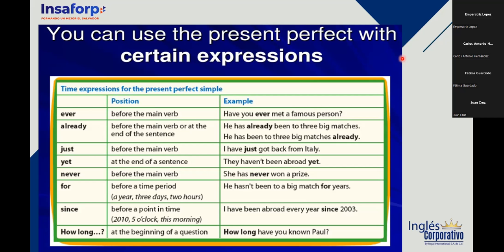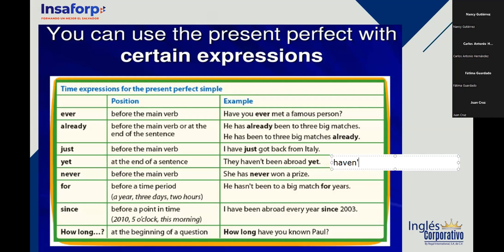At the end of a sentence. They haven't been abroad yet. Okay, so what we have to understand in this part is that this time expression is always going to be at the end of the sentence, always at the end. But I can also use the same time expression to make a question. Let me write that down here. What if I want to change the same sentence that I have here into a question, how do I do that?